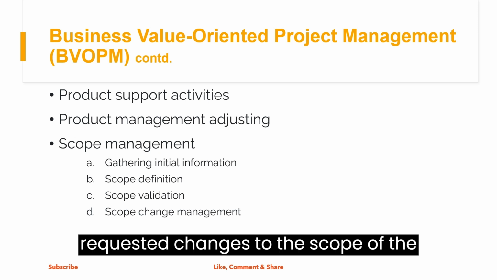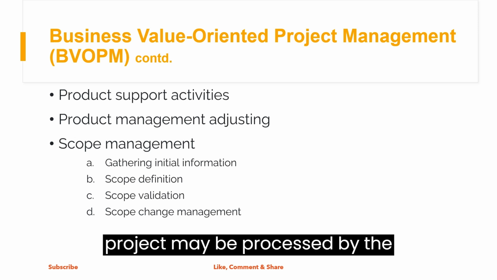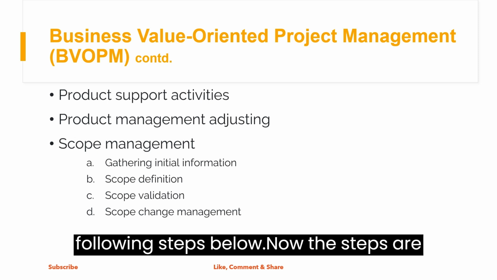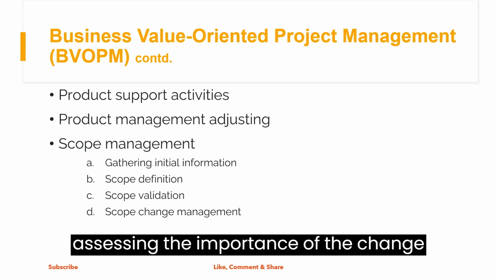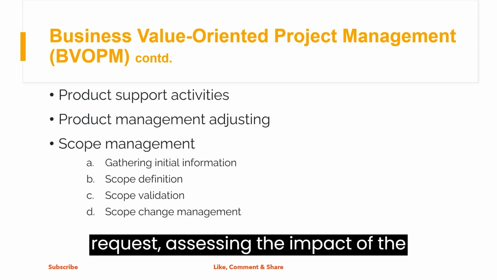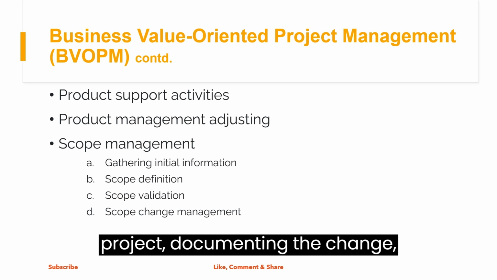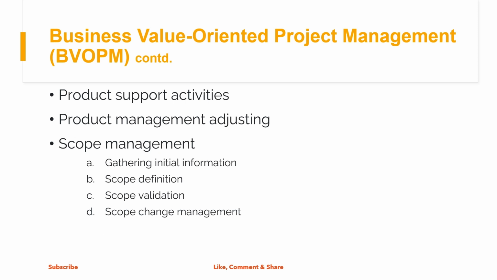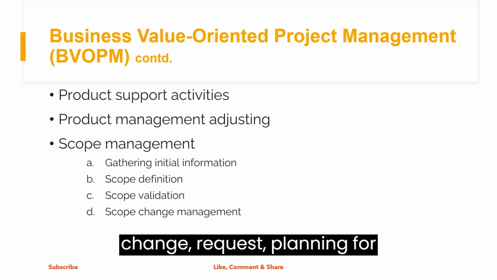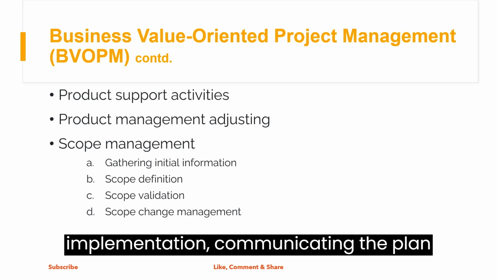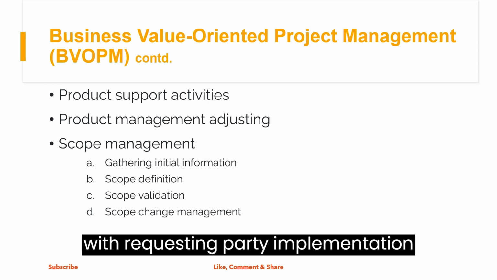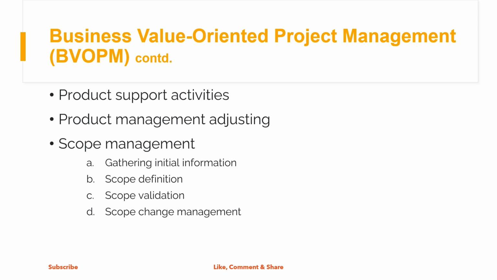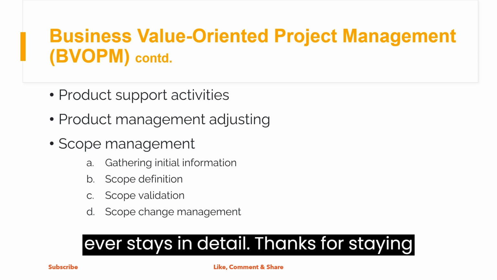Any requested changes to the scope of the project may be processed by the following steps. The steps are: assessing the requesting party, assessing the importance of the change request, assessing the impact on the project, documenting the change request, approval or denial of the change request, planning for implementation, communicating the plan with the requesting party, implementation, validation. In the next video, we'll go through the above steps in detail.